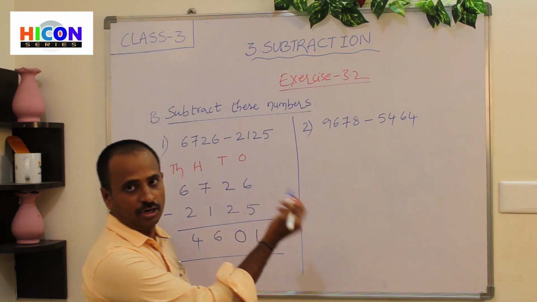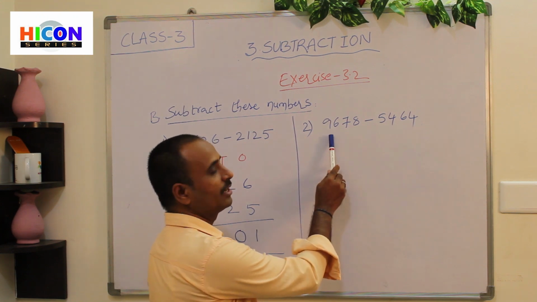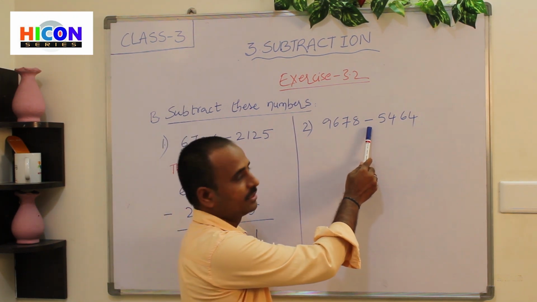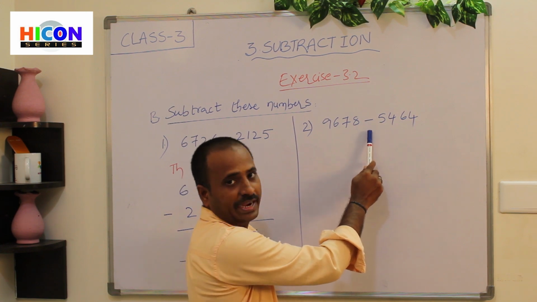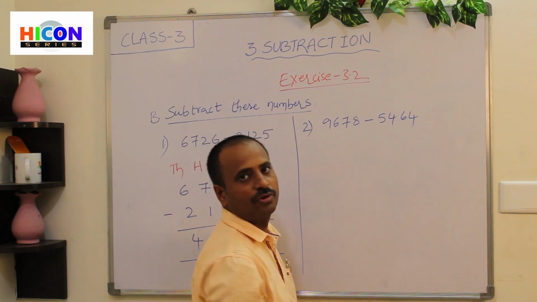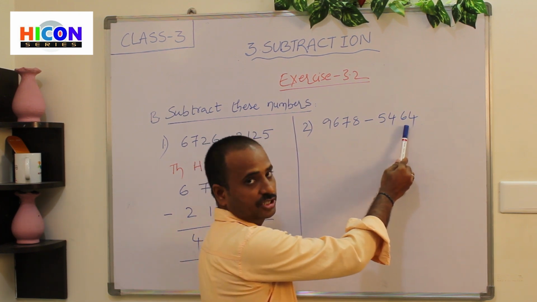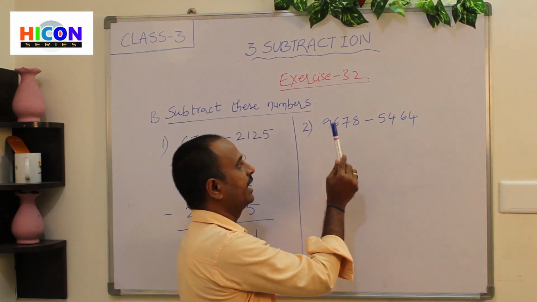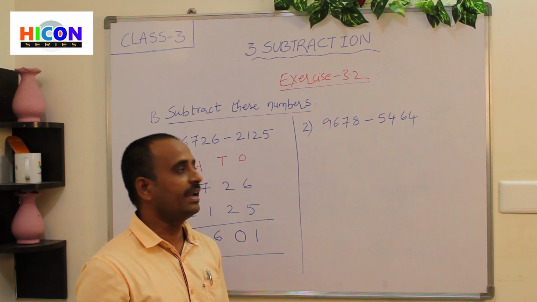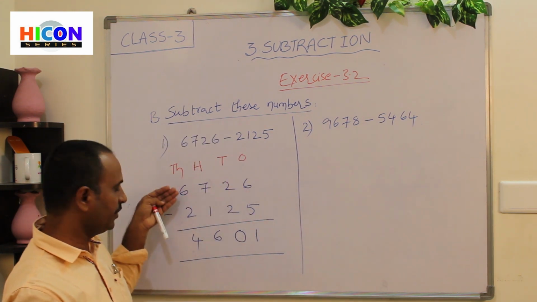So next go to the second problem. So here also 2 numbers are given. The first number is 9678 minus. So the symbol is called minus. And 5464. That means we have to subtract 5464 from 9678. So first we have to arrange these 2 numbers one below the other as in the first problem.